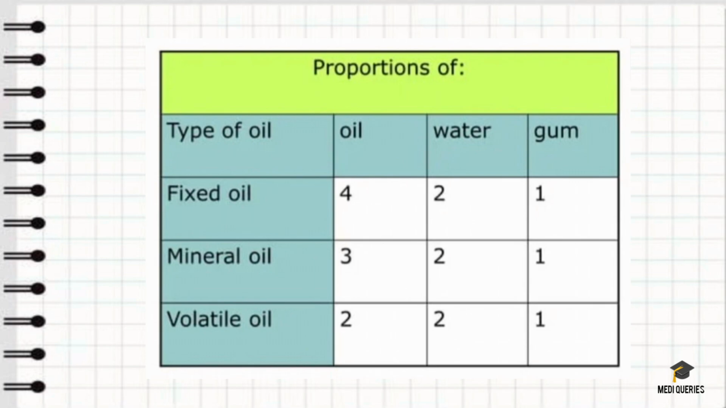In the case of fixed oils, the oil to gum ratio is 4 to 1. For volatile oils, the oil to gum ratio is 2 to 1, and for mineral oils it is 3 to 1. So remember this table. It is very useful for making emulsions in a practical way.